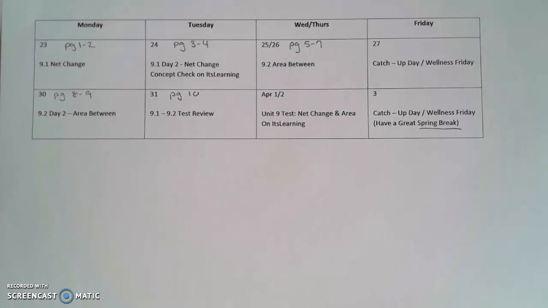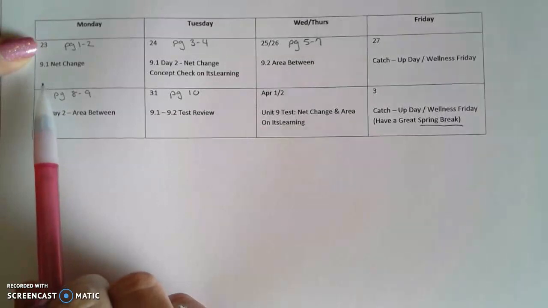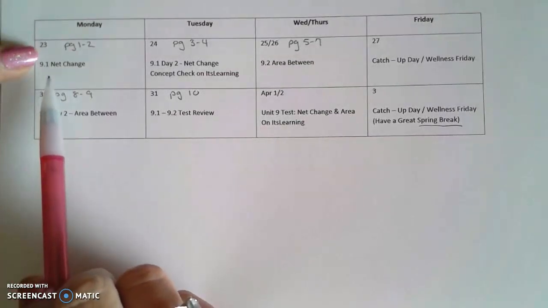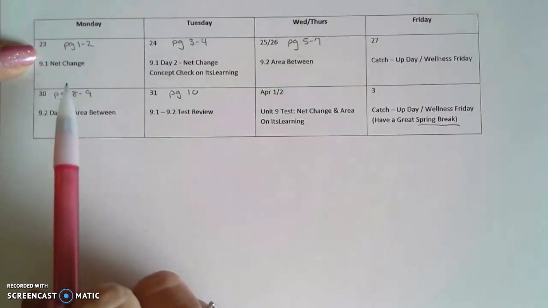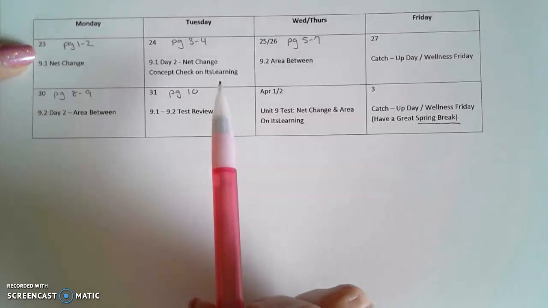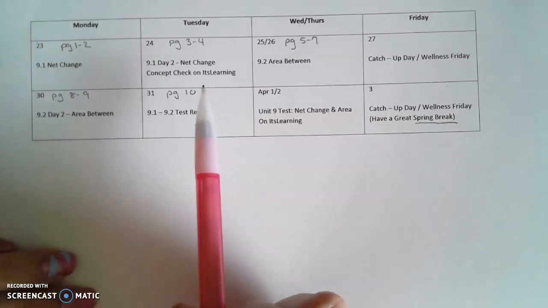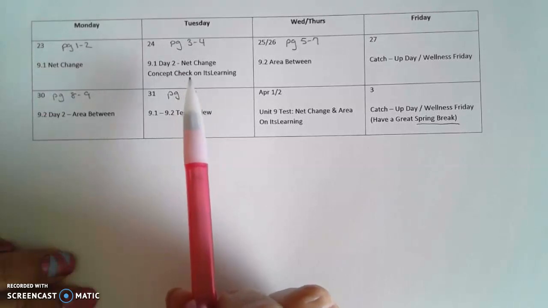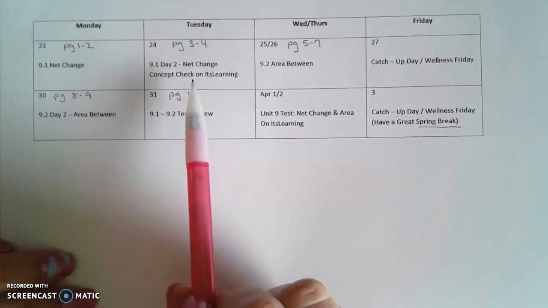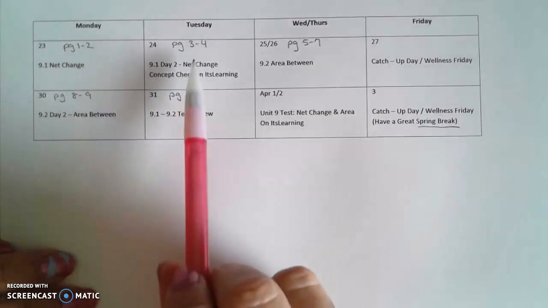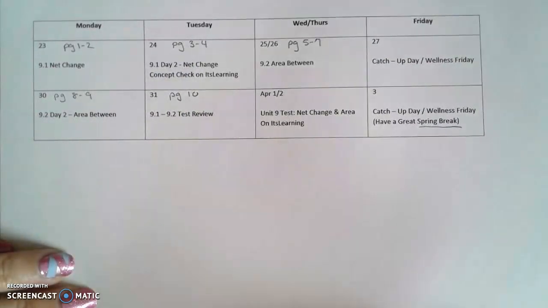So if you look at this calendar, it's kind of like what I've done for every unit so far. Today, on Monday the 23rd, we are going to look at net change. So from the unit packet that I have attached, it's going to be pages 1 and 2. Then on the 24th, on Tuesday, you're going to have a video lesson on the second day of net change. After that lesson is over, there will be a concept check just to see if you are understanding what we're doing. And that material is going to be on pages 3 and 4 of your packet.